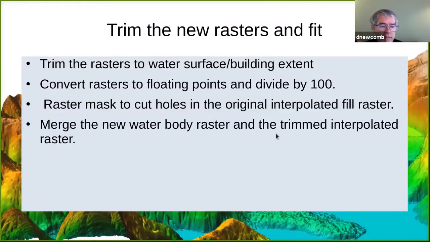So you trim the new rasters to the actual extent of the water surface. You just use your buffer layer again to go just inside the shoreline, convert those rasters that you've created to floating point, divide by 100. Then you use those rasters to cut holes in the original interpolated fill raster, and then you merge them both together and you've got a final surface.